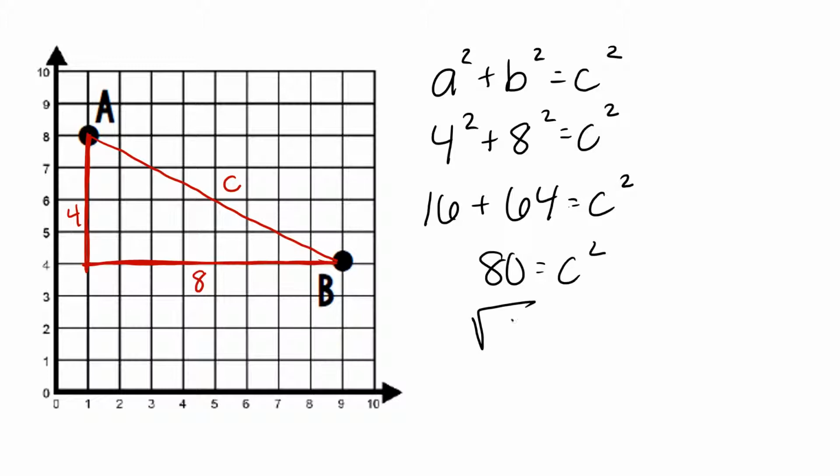Last step of the Pythagorean theorem is to take the square root. The square root of 80 is going to give us 8.94. Looking at that second decimal place, 4 and less, we round down, and so it stays 8.9.